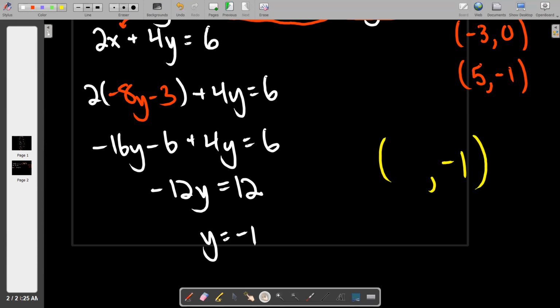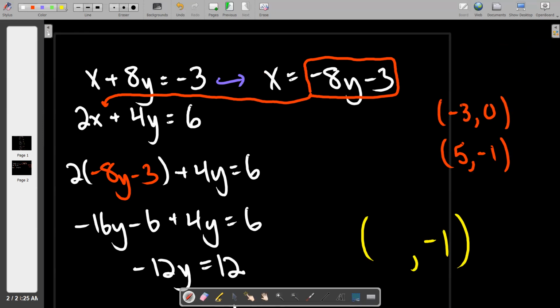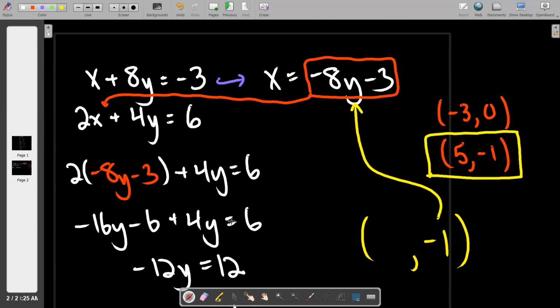And now, of course, to solve for the other half, we're going to simply take that -1 and pop it back up into the red box. Just right there. What's -8 times -1? And what is 8 minus 3? 5, -1 is definitely the winner. Unless there was a boo-boo. How many of you got 5, -1?